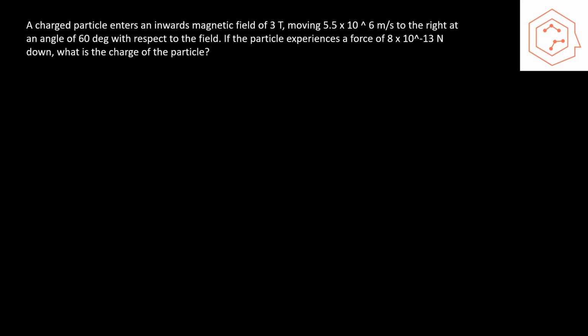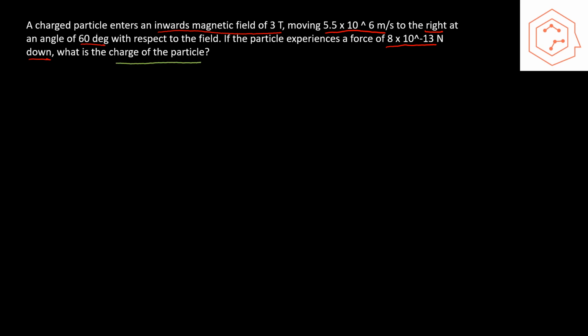Now to solidify this entire lesson, we have an example. We have a charged particle that enters an inwards magnetic field of 3 Teslas, moving 5.5 times 10 to the 6 meters per second to the right, at an angle of 60 degrees with respect to the field. The particle, we're told, is experiencing a force of 8 times 10 to the negative 13 newtons downwards. If that's the case, we want to find the charge on our particle.